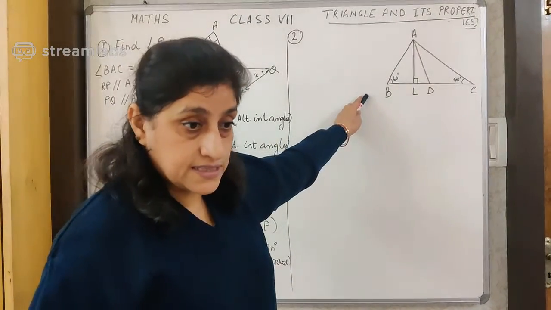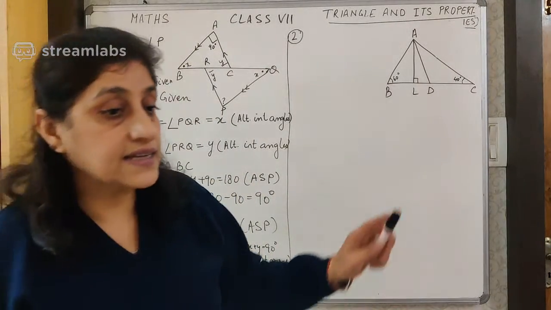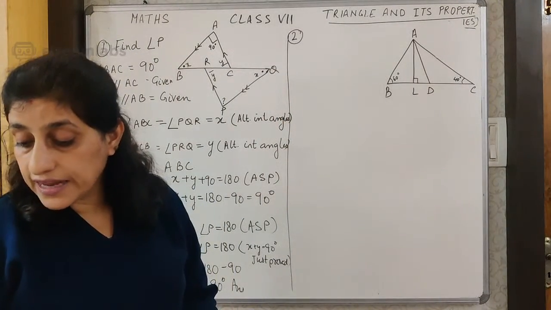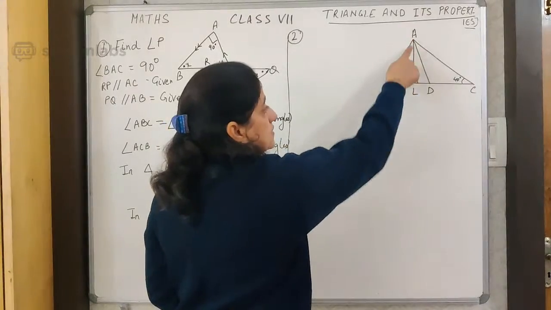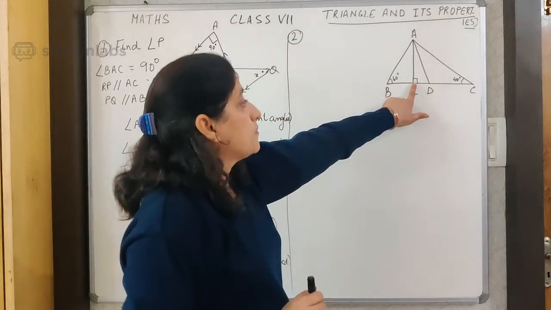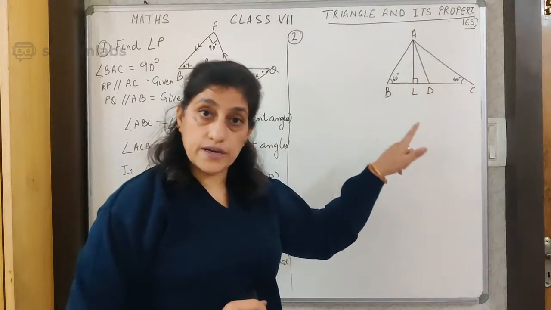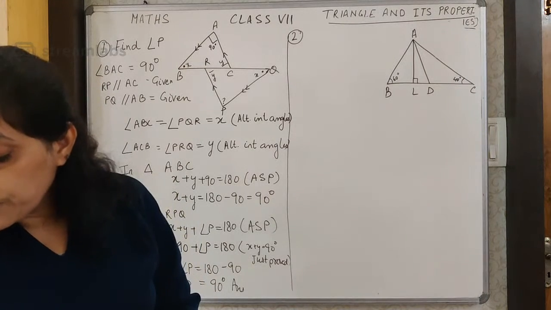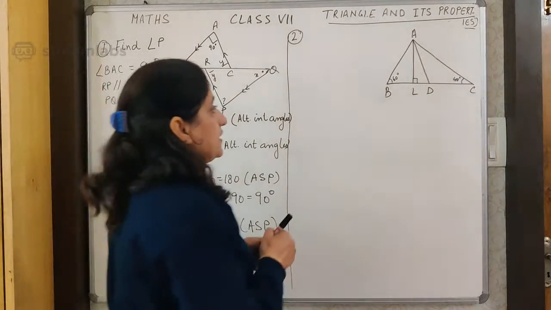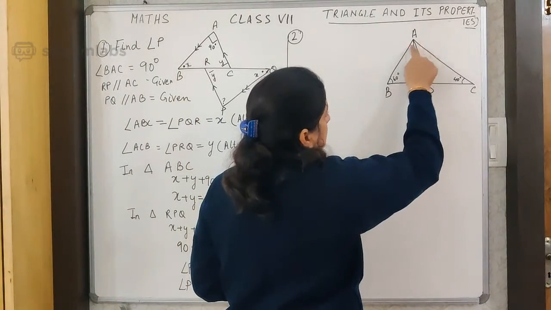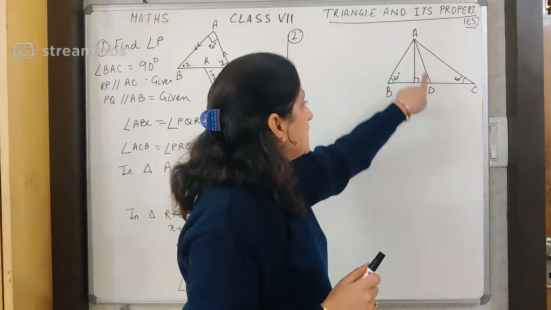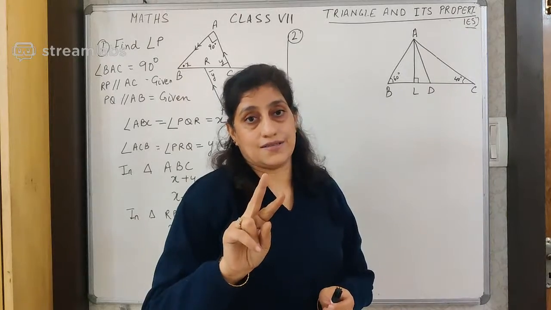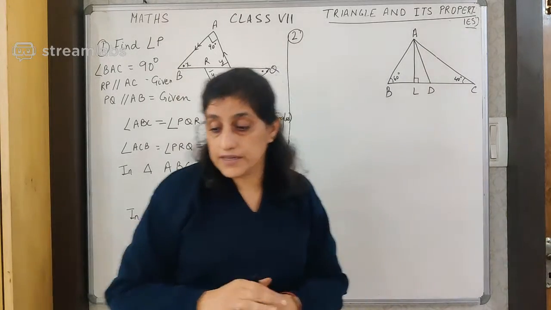angle B is given 60 and angle C is given 40. This is given to us. It is also given that AL is perpendicular to BC. This AL is perpendicular to BC. Perpendicular means 90 degrees. So I have already drawn this 90 degree angle. Then it also says that AD bisects angle A. This AD is the bisector of angle A, means the line AD is dividing this angle A into two equal parts. This is the information provided in the question.